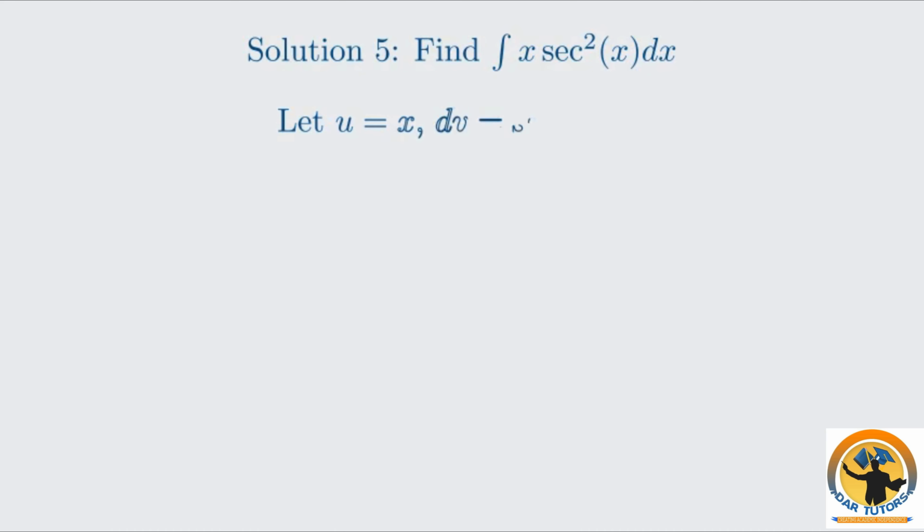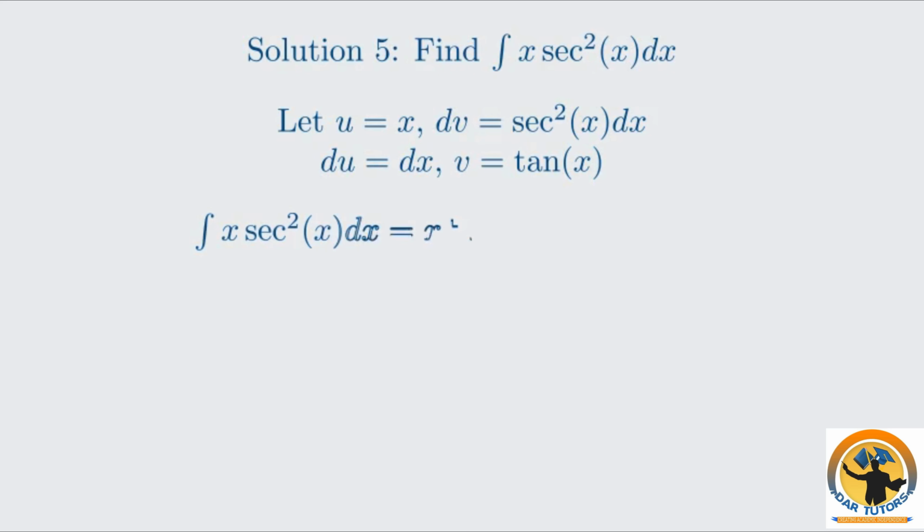For our final question, we'll find the integral of x secant squared of x. We choose u equals x and dv equals secant squared of x dx. This gives du equals dx and v equals tangent of x. Applying the formula, we get x tangent of x minus the integral of tangent of x dx.